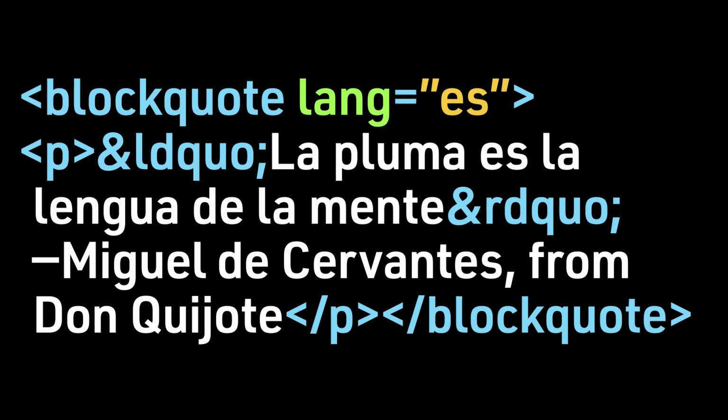In this example, the language is set to ES, or Español. Translated, "La pluma es la lengua de la mente" means "the pen is the tongue of the mind." And it's from Miguel de Cervantes' book, Don Quixote.